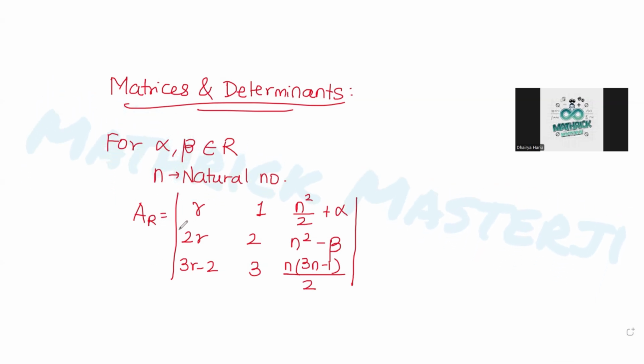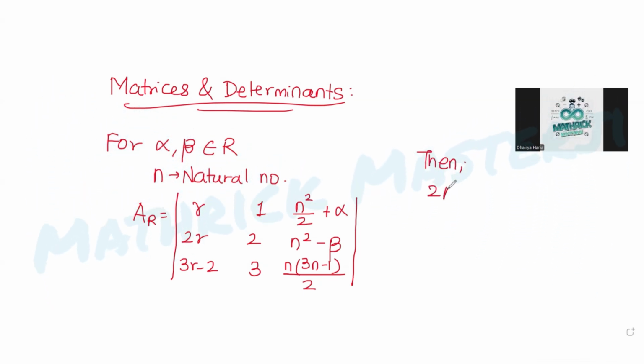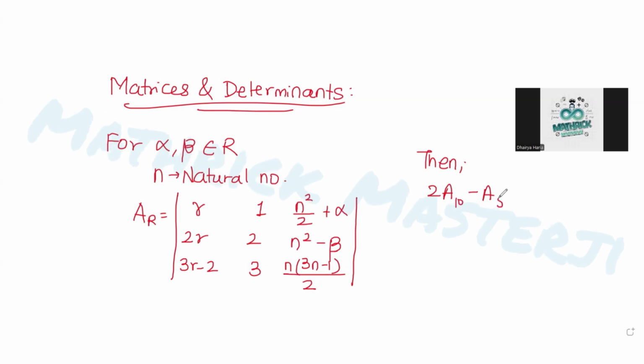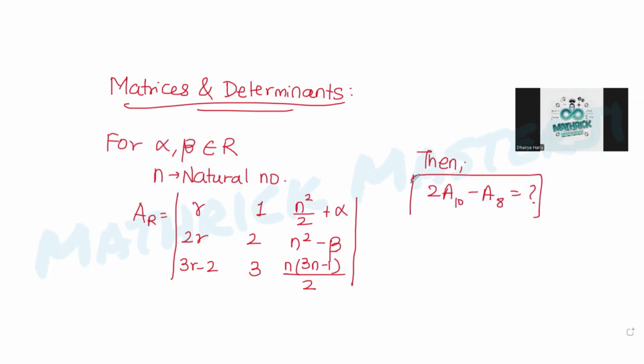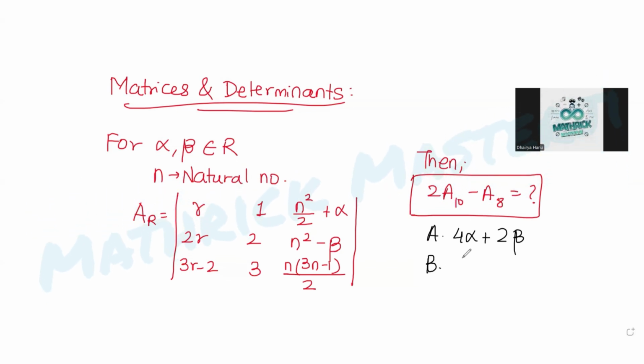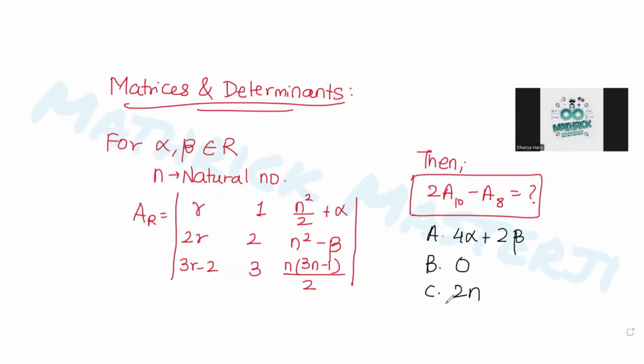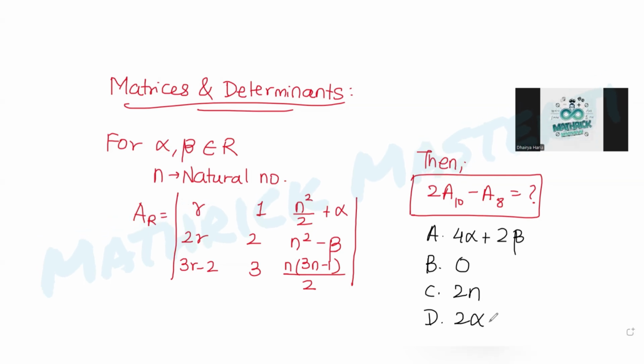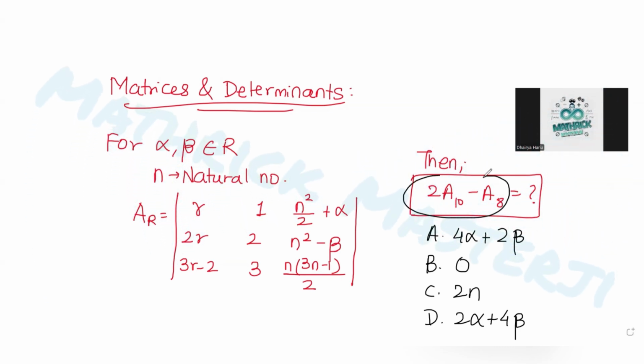So this is the entire matrix given to us, and the question is asking us to figure out the value of 2 times A10 minus A8. The answer choices are 4 alpha plus 2 beta, 0, 2n, and 2 alpha plus 4 beta. We need to figure out which one of the answer choices is correct for this expression.